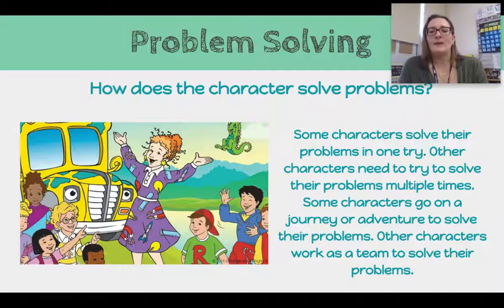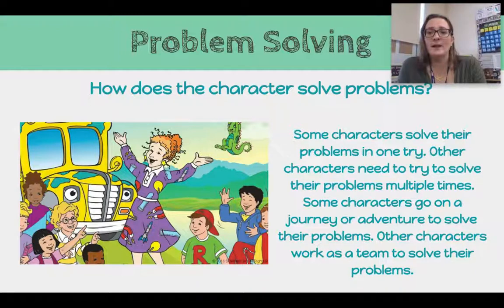Now, when we meet characters who may solve their problem in one try, sometimes that problem can get bigger and worse as the story goes on, but the character is able to come up with a great way to solve that problem. Sometimes they might even have multiple problems that come up. When I think about the book Brave Irene, Irene had a problem that she was trying to solve, which was delivering the dress for her sick mother. But then as the story went on, she was faced with multiple problems. The dress got lost, she got hurt, she got lost, and she had to work through all of these problems throughout the course of the book.